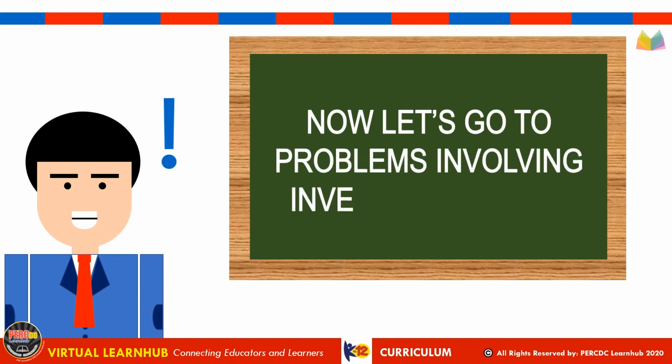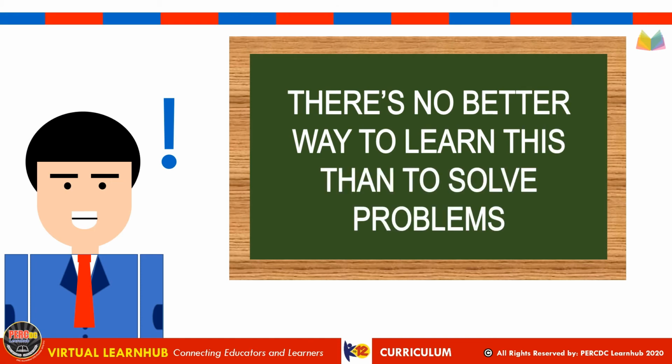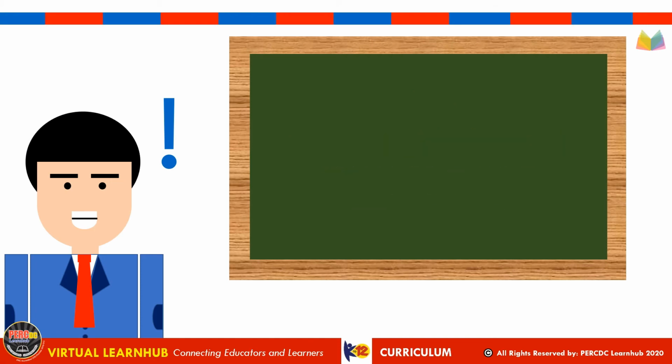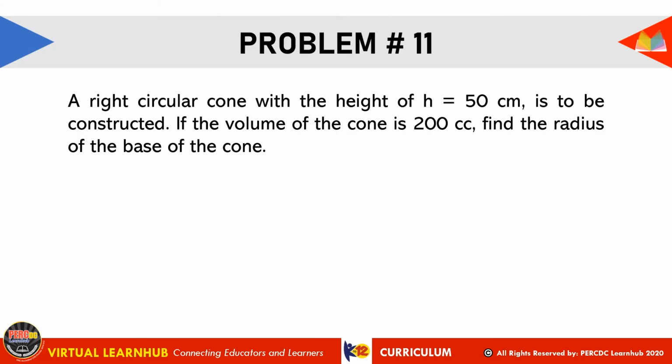Now let's go to problems involving inverse function. There's no better way to learn this than to solve problems, so let's solve some problems. For problem number 11, a right circular cone with a height of h equals 50 centimeters is to be constructed. If the volume of the cone is 200 cubic centimeters, find the radius of the base of the cone.